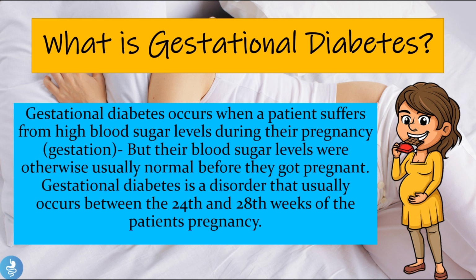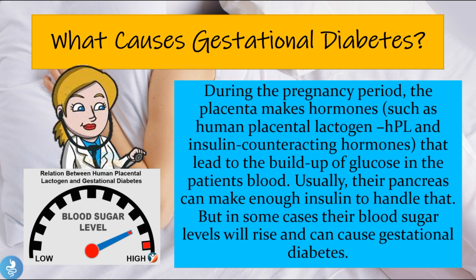Now that we know what gestational diabetes is, let's take a close look at the causes of gestational diabetes. During the pregnancy period, the placenta makes hormones such as human placental lactogen, also called HPL, and insulin counteracting hormones that lead to the buildup of glucose in the patient's blood. Usually their pancreas can make enough insulin to handle that, but in some cases their blood sugar levels will rise and cause gestational diabetes.